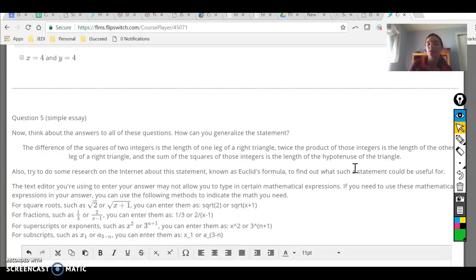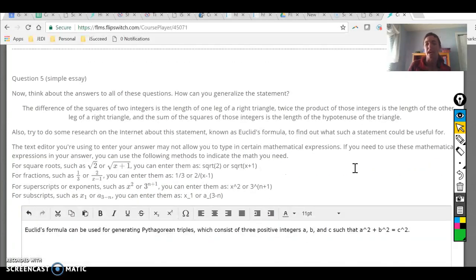And try to do some research on the internet about this statement, which is known as Euclid's formula. And basically, what we are trying to convey here is that Euclid's formula can be used for generating Pythagorean triples, which are three positive integers, a, b, and c, such that a squared plus b squared equals c squared. So it's just kind of connecting Euclid's formula to the Pythagorean theorem.